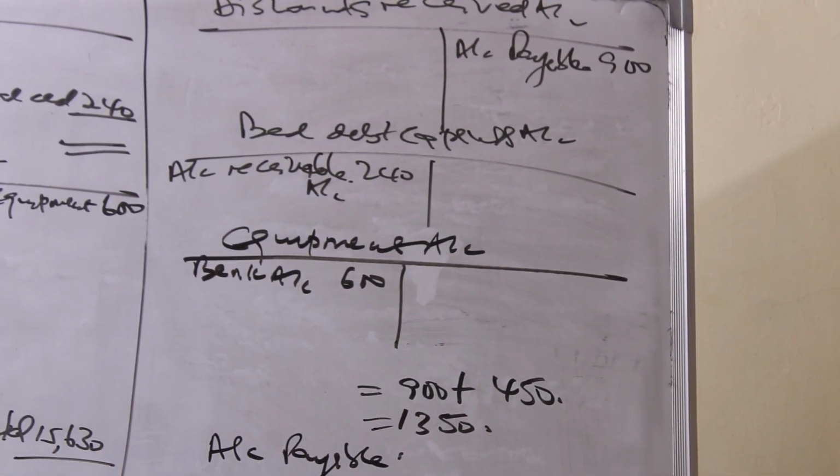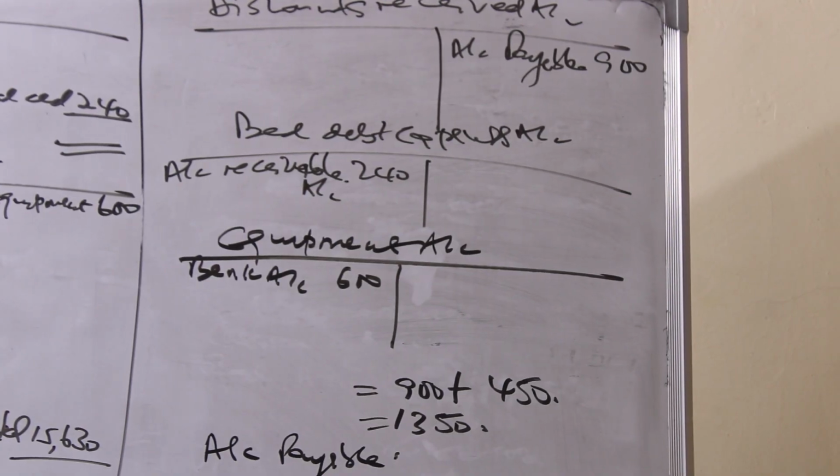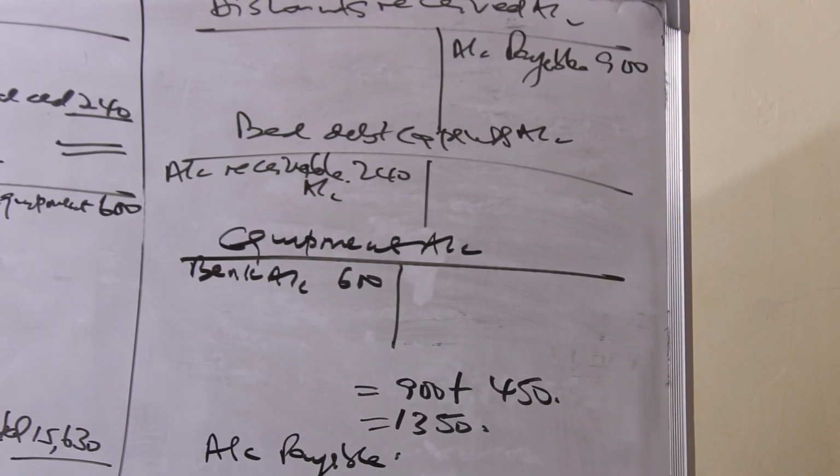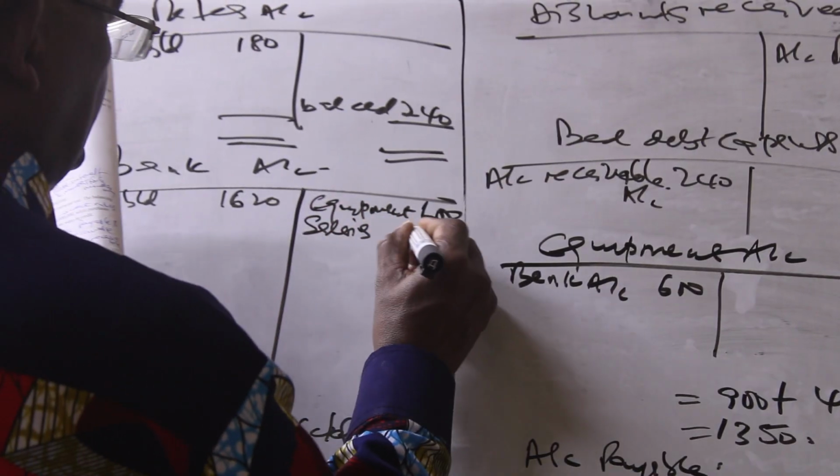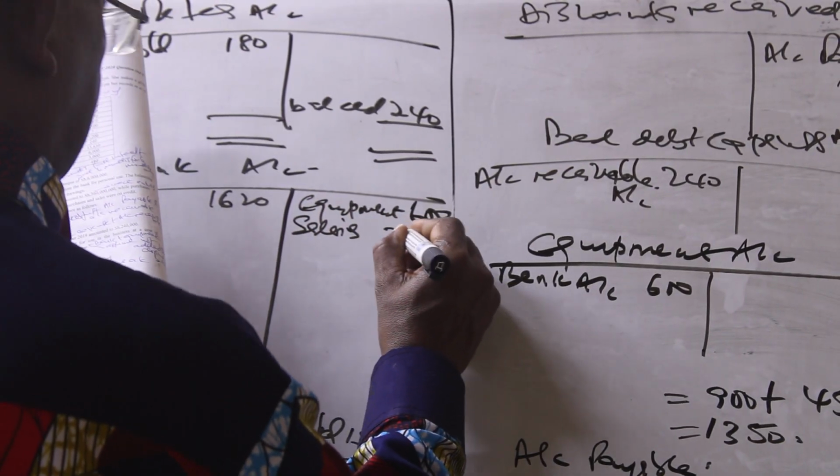Then we are told, additional information number 7. The following expenses were paid by check during the year. Salaries, that is 6 to 10. So we pay salaries.